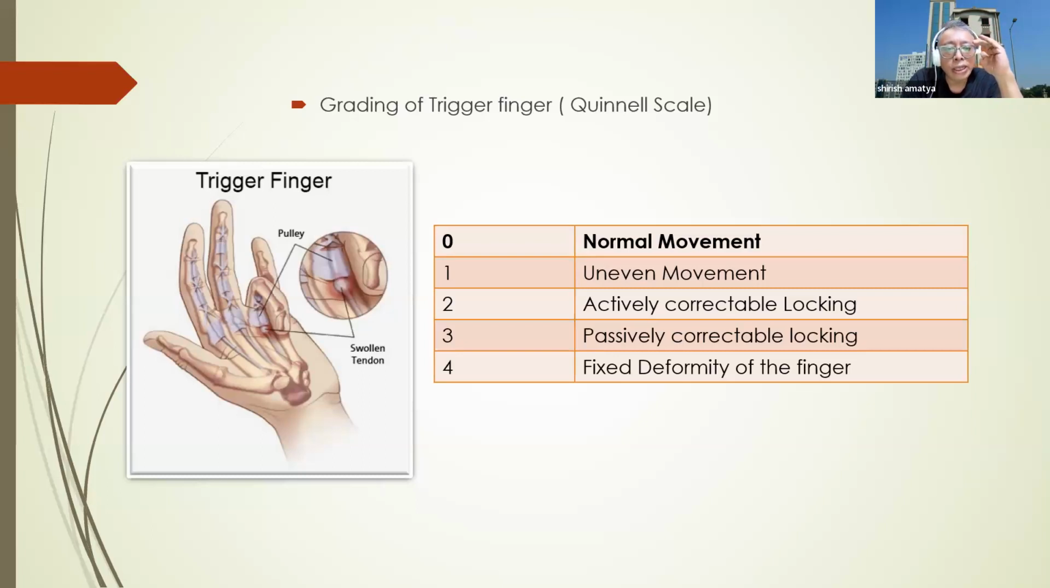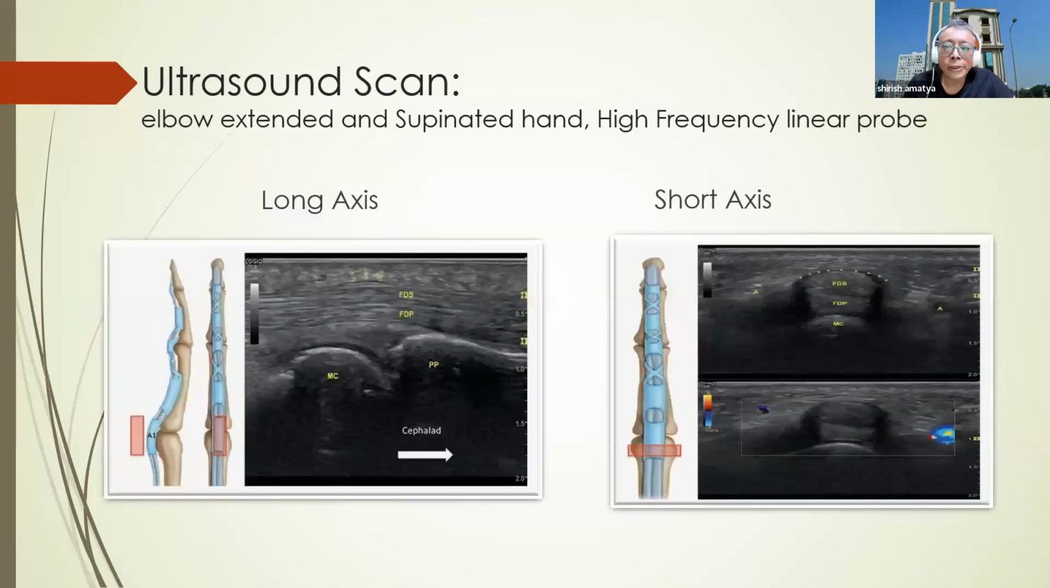In grade 3, there will be locking, but it won't be corrected actively. He needs to passively extend the locked finger, and that will correct the trigger finger. But in grade 4, there will be a fixed deformity of the finger. Once the finger is locked, passively it cannot be opened. So these are the gradings of the trigger finger.